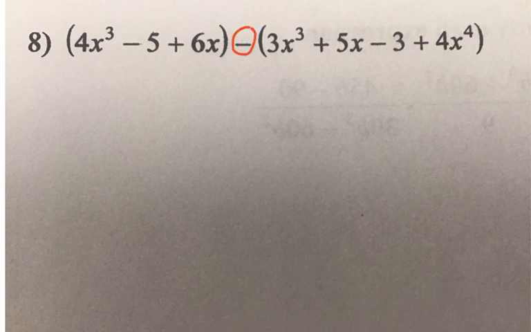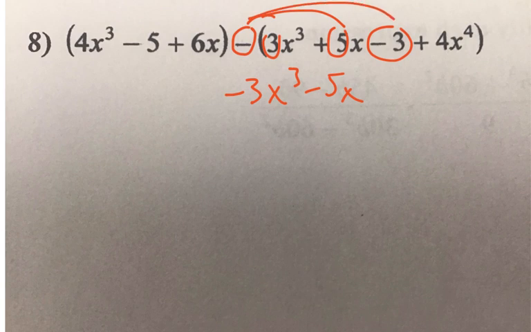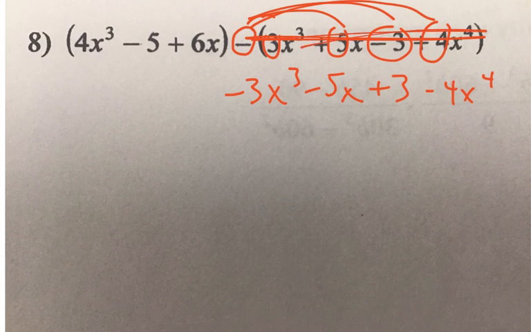Notice I have a minus in the middle. Please remember, when there's a minus, not a plus, but with a minus, I must distribute the minus. So this 3 becomes minus 3. This 5 here with the minus becomes minus 5. This minus 3 with that minus becomes plus 3. And this 4 here with a minus becomes minus 4. So I distributed my minus.